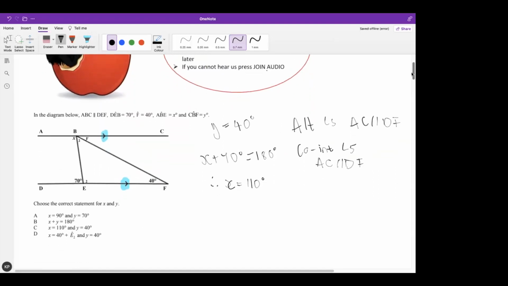Wonderful. So if those are the options, which one is my correct option? That would have to be number C. X is 110 and Y is 40.